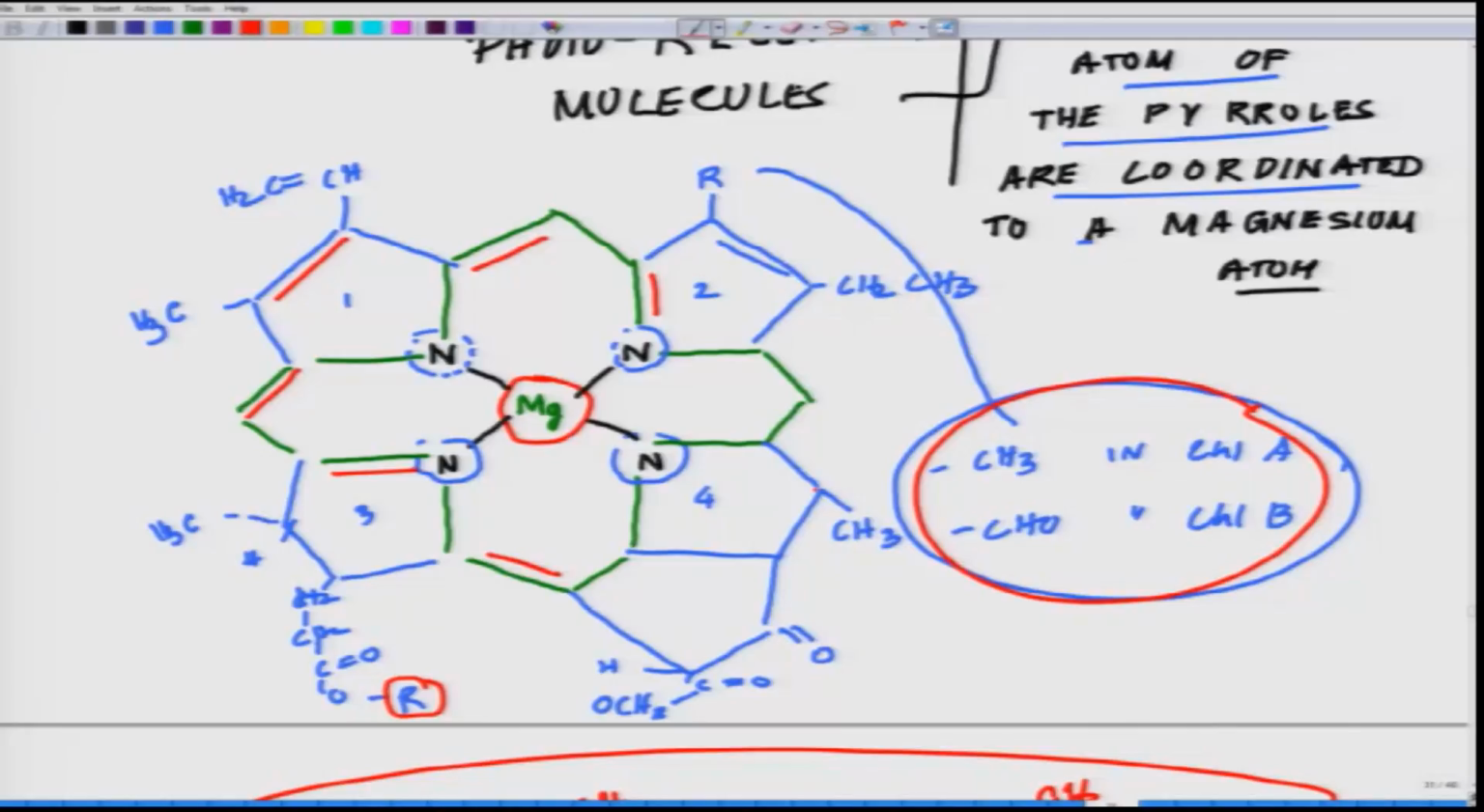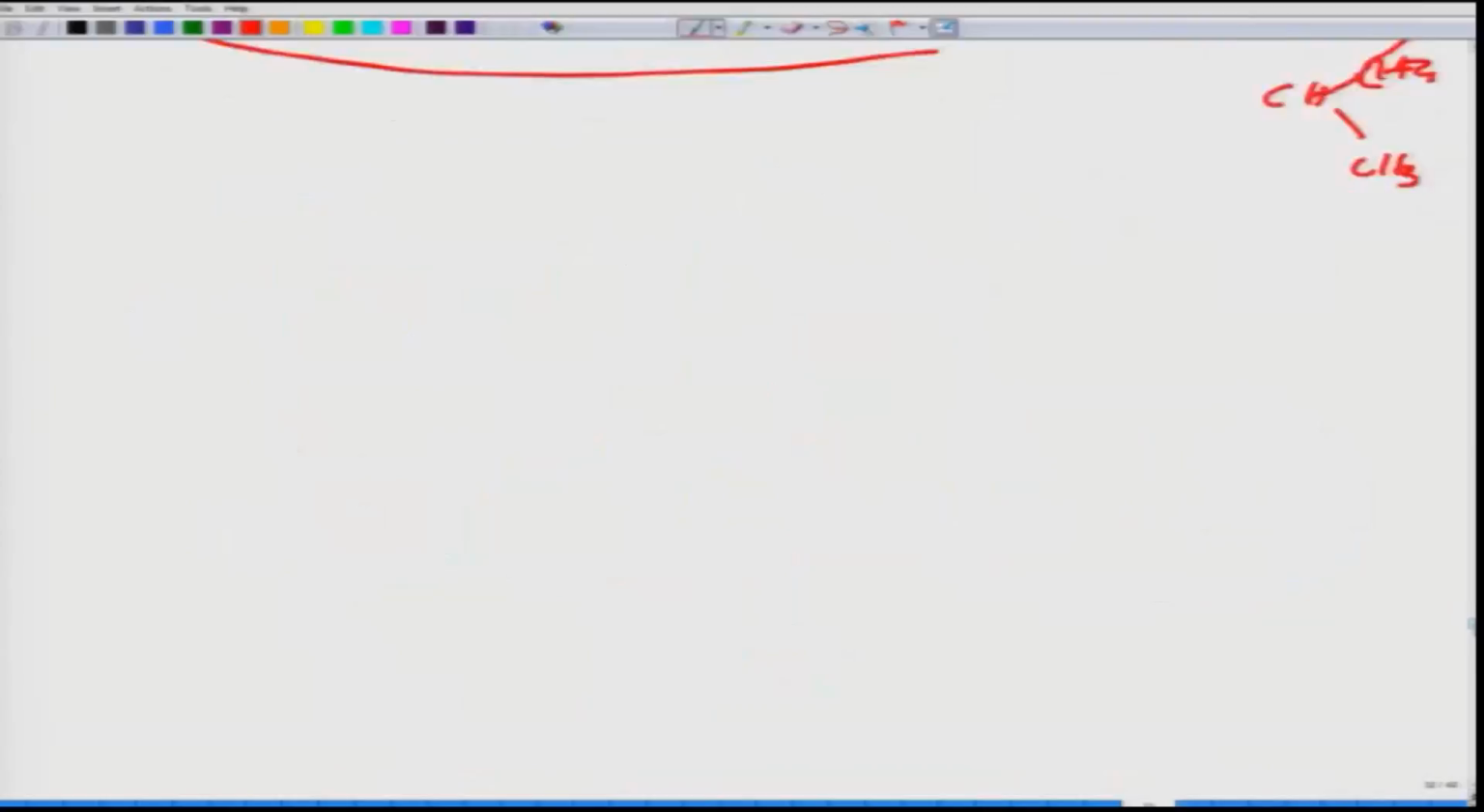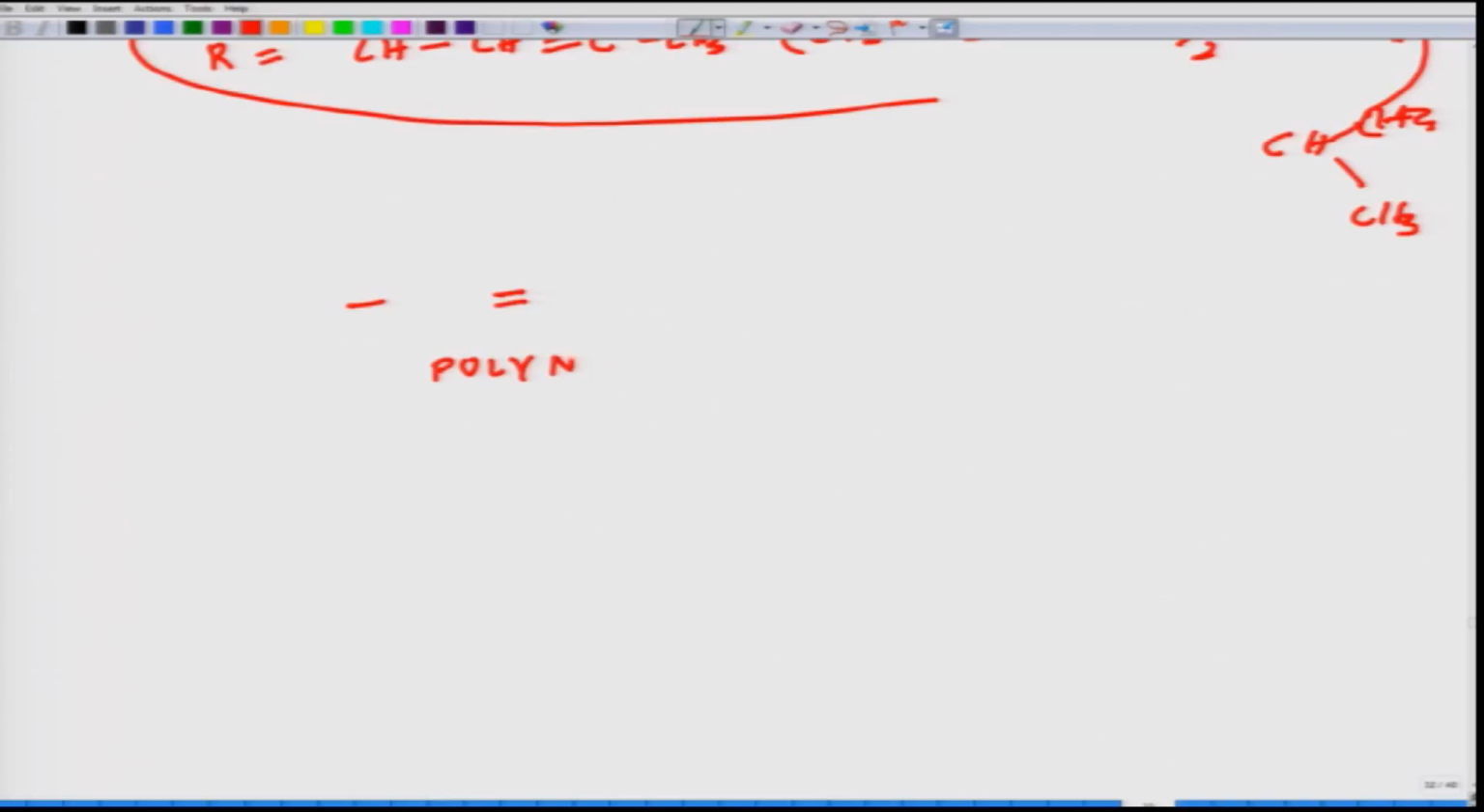So, most of the people who synthesize these kinds of molecules rely on this factor to have an alternating single and double bond structure, which helps them to obtain this kind of alternating single and double bond. And such compounds are called polyenes. So, this is the word for such alternate single and double bonded structures. These are called polyenes.